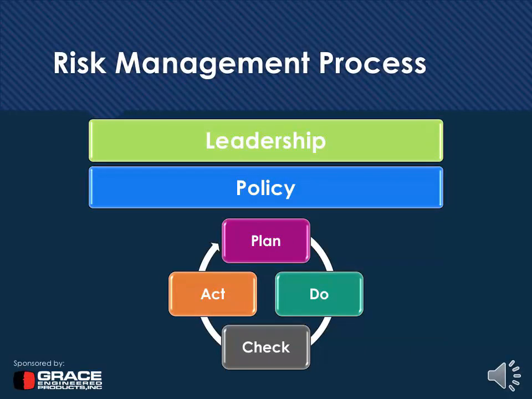This slide shows the risk management process. Risk management shares the 6 management system process elements. This is discussed in the Occupational Health and Safety Management Systems in their Annex P. So this has basically the leadership, policy, and then the PDCA cycle, as I'm showing in the slide.